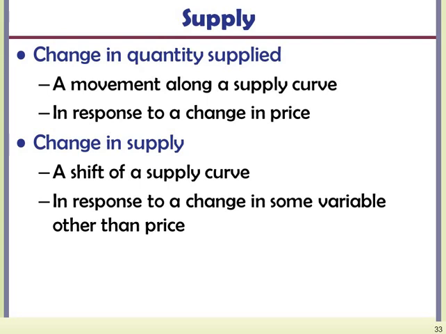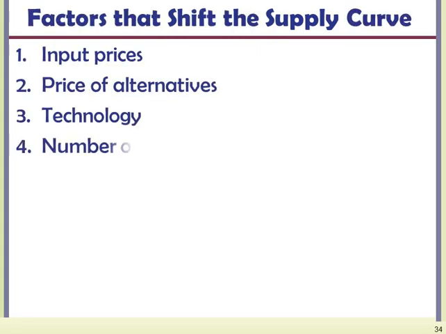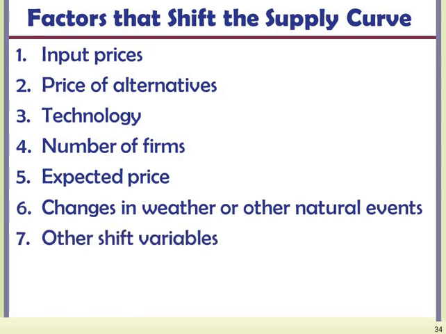Okay, change in quantity supplied is the movement along a supply curve in response to a change in price. Change in supply is the shift of the supply curve in response to a change in some variables other than price. Ito po yung mga determinants natin kung paano nag-i-increase or nag-i-decrease ang ating supply. First is the input prices, second, price of alternatives, third, technology, fourth, number of firms, fifth, expected price, sixth, changes in weather or other natural events, and the last, other variables.